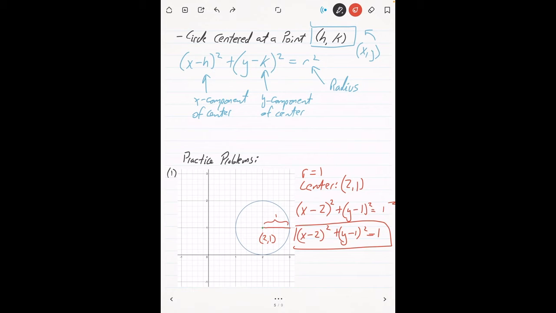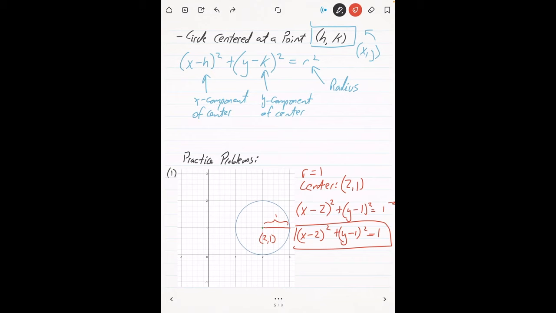So be careful with your signs here. This is a common area where students tend to make mistakes. They mix up signs. They think for some reason they need to change this around. No, no, no, no. You can leave x minus there and plug in what the h and the k would be. So this is the idea of how we write the equation of a circle at a center point that's not the origin.